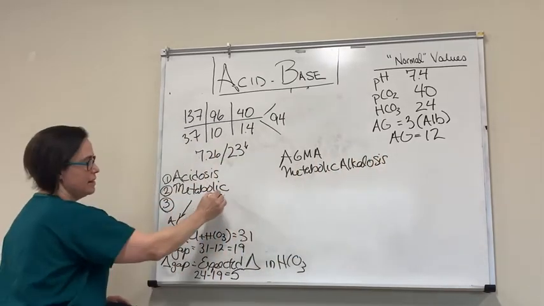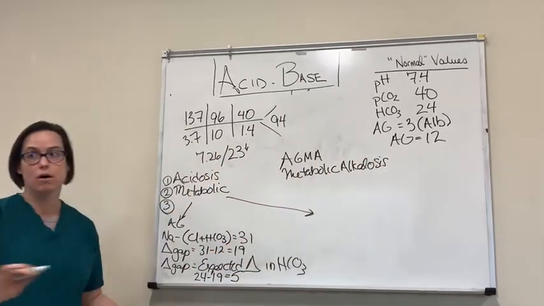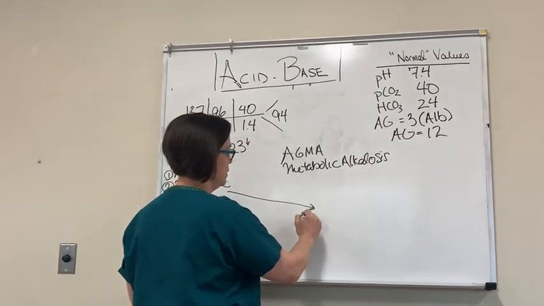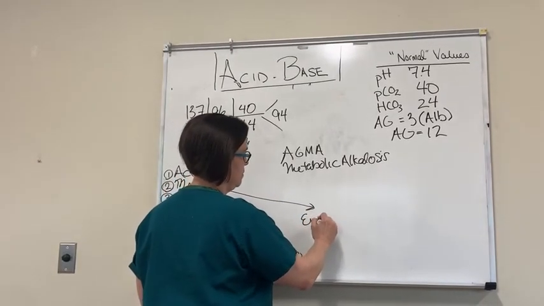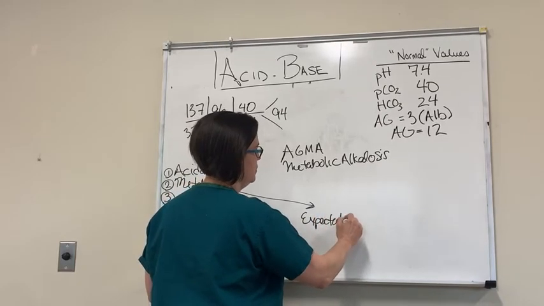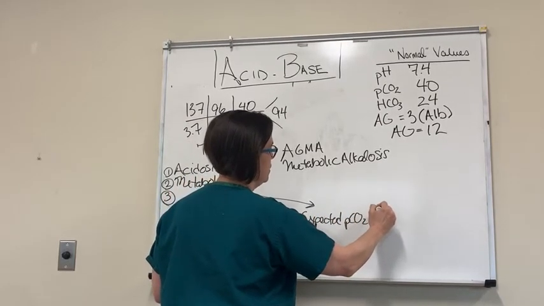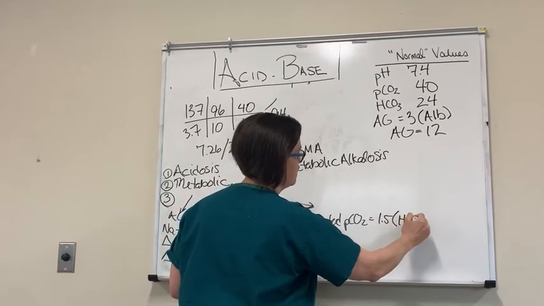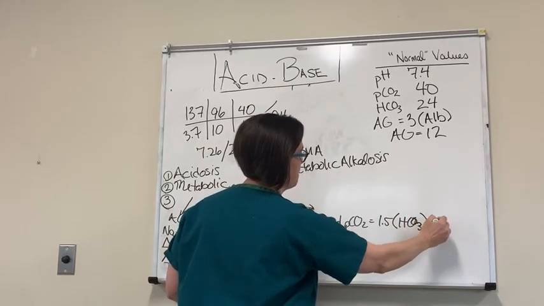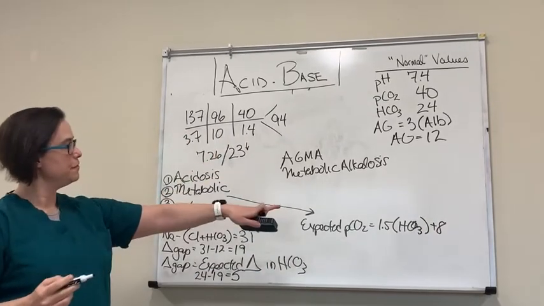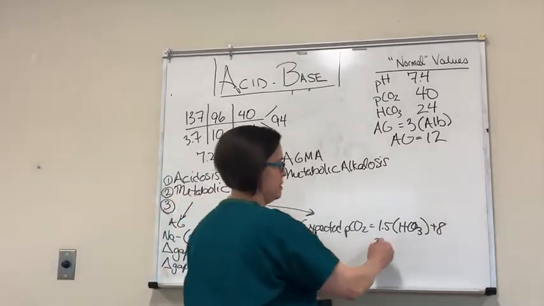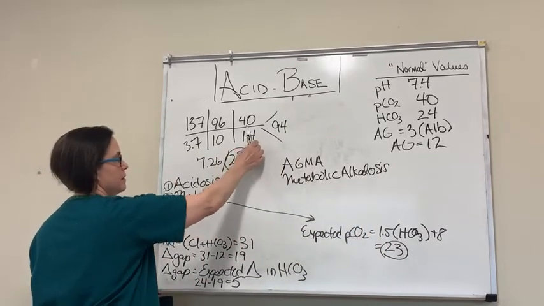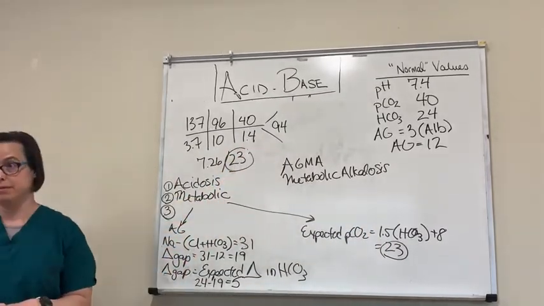Okay, so that's that. And then we have to do one more step. Always do all the steps. Compensation. Beautiful. So what's my formula? My expected PCO2 equals 1.5 times bicarb plus 8. Okay, so 15 plus 8 is 23. And then that is here, so it's exactly the same.